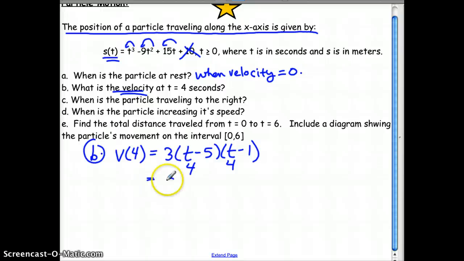And when you plug that in, you're going to get a 3 times a -1 times a 3 for a -9, appropriate label, meters per second, which basically tells me it's moving to the left at a speed of 9 meters per second. I'm going to stop this now and restart another video, so there'll be 2 of them. This is part 1.